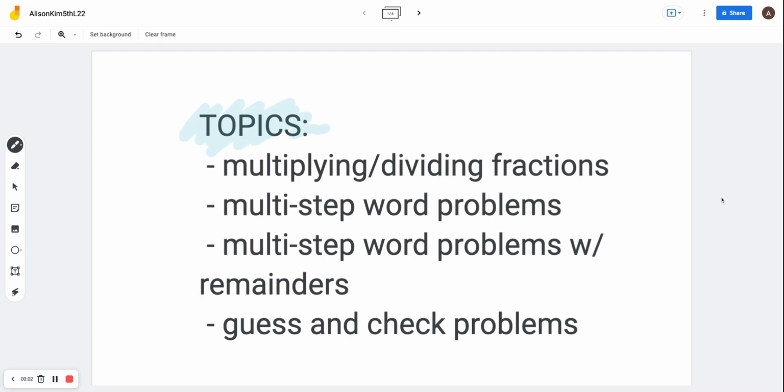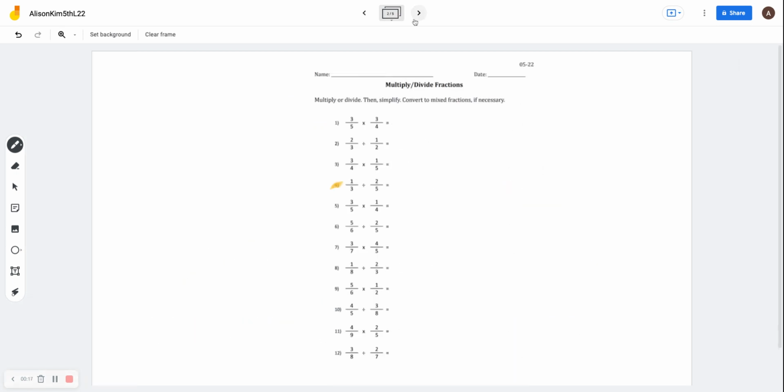Hi, fifth graders. Today's topics, we're going to be multiplying and dividing fractions, and then we're going to get started with multi-step word problems, and then we're going to have some with remainders, and then we're going to get a little intro into guess and checking. So this is basically review.